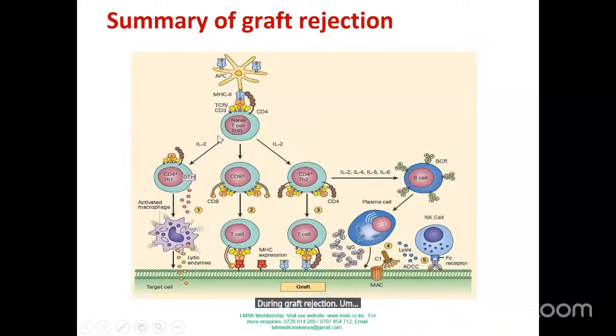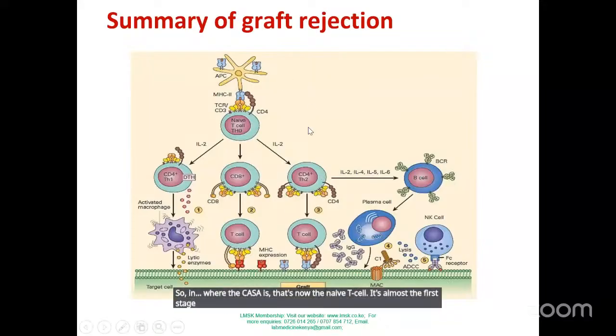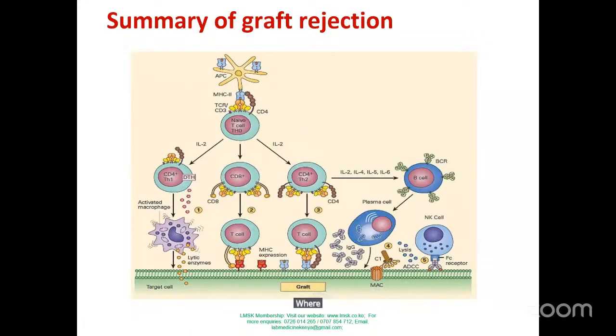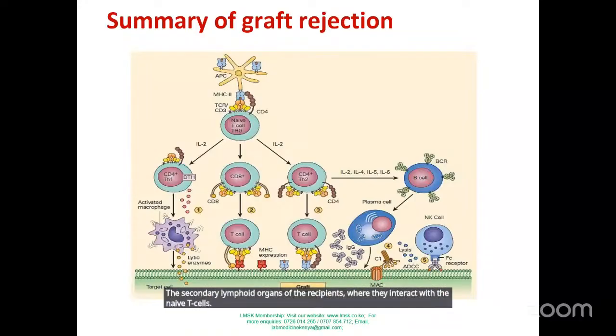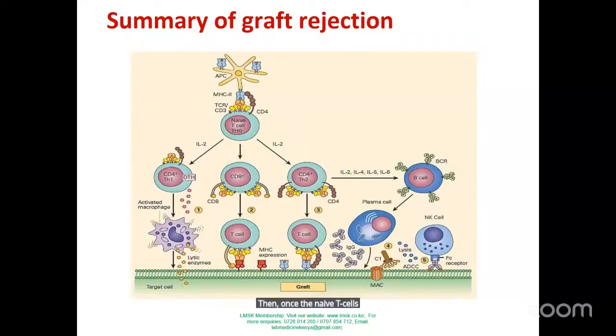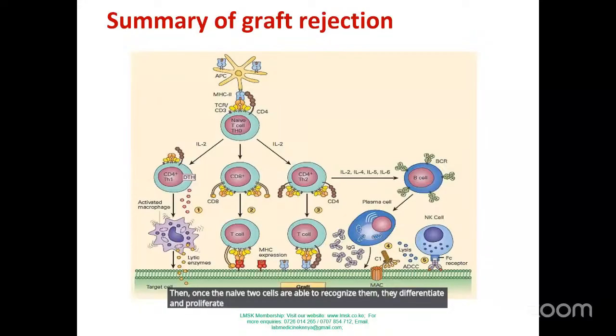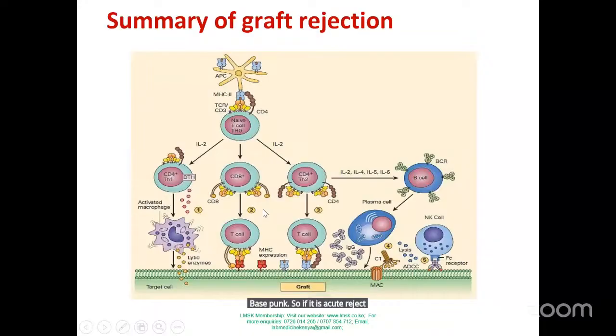So where the cursor is, that's now the naive T cell, almost the first stage, the sensitization stage, where the donor allo-MHC molecules travel directly to the lymph nodes or the secondary lymphoid organs of the recipients, where they interact with the naive T cells. Then once the naive T cells are able to recognize them, they differentiate and proliferate and become effector T cells that will mount a response. So if it is acute rejection, it will take the direction of the cytotoxic T cells, which will be able to interact directly with the donor peptide enzymes.